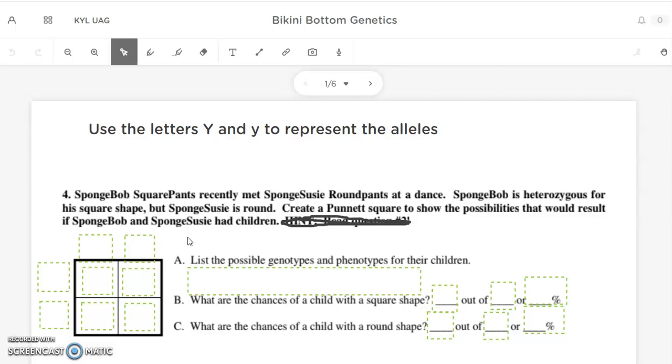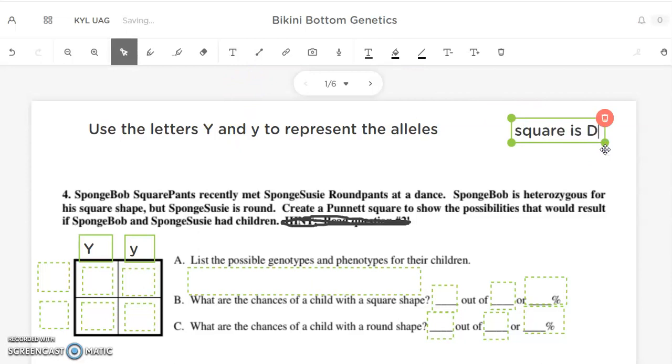So, SpongeBob SquarePants recently met Sponge Susie Roundpants at a dance. SpongeBob SquarePants is heterozygous. So immediately all I know is one parent is heterozygous, so it's capital Y, lowercase y. I know that. Boom. For his square body. Well, now I have more information. Now I know that if you have a capital Y, you have a square body. Therefore, square must be dominant. So I'm going to make a little note to myself over here with the text tool.